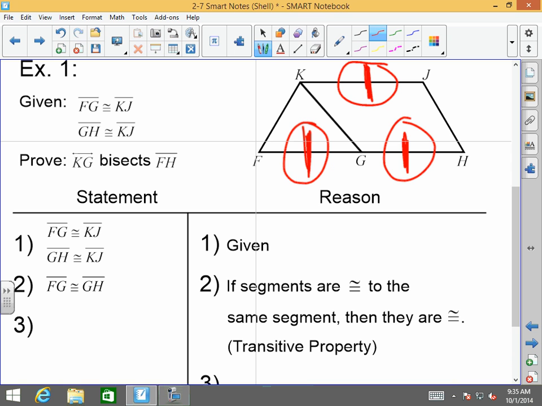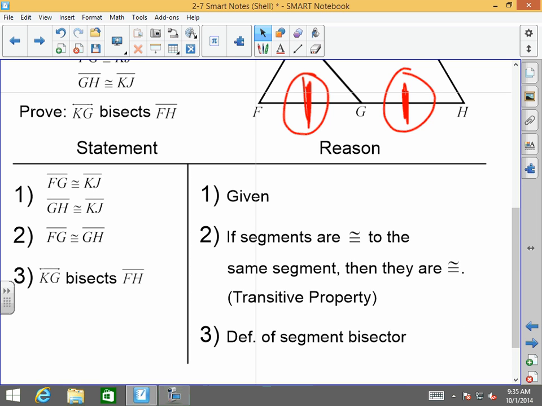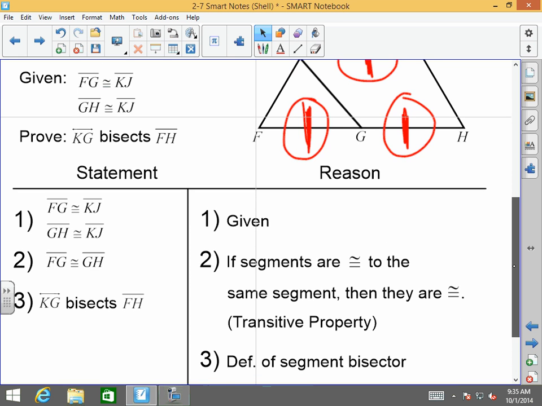And then, if we know that FG is congruent to GH, it's quite simple at this point to prove that KG bisects FH. Why? Definition of segment bisector. If you have a segment bisector, that means that it bisects or cuts that segment into two equal halves.